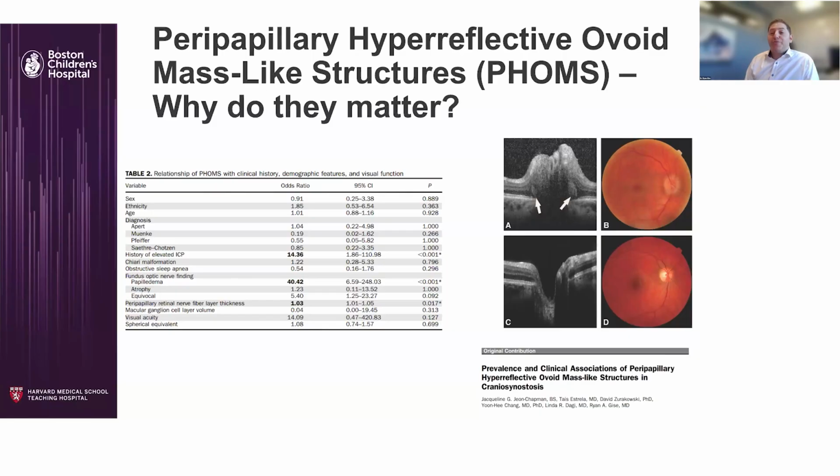So then we kept looking because we're trying to find a reason why we need to be concerned with PHOMS or have PHOMS. And in some special populations, they can be helpful. So this was a study that we did looking at patients with craniosynostosis. And these patients with craniosynostosis, those who had PHOMS had a much higher odds ratio of having had increased intracranial pressure in the past or having it currently. So patients with craniosynostosis, if they have PHOMS, then I would be much more concerned that they have increased intracranial pressure because they as a population tend to have more increased intracranial pressure.